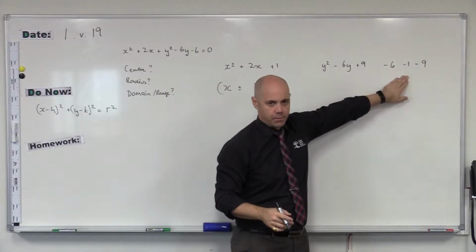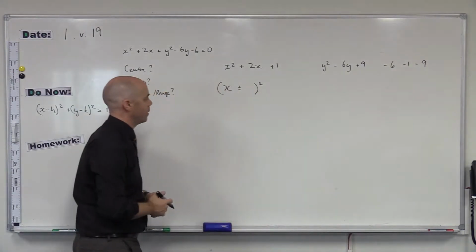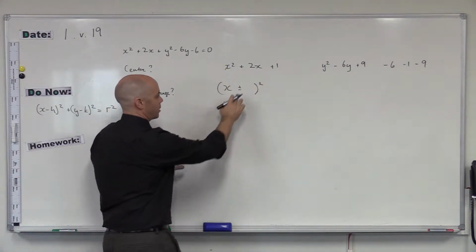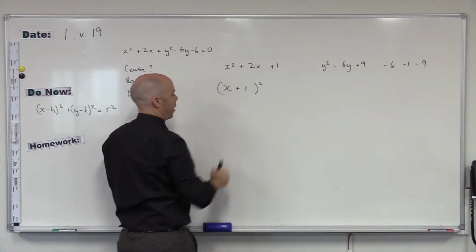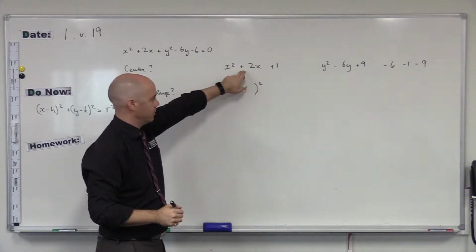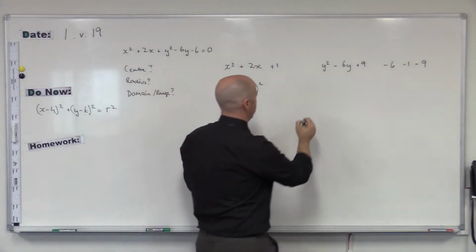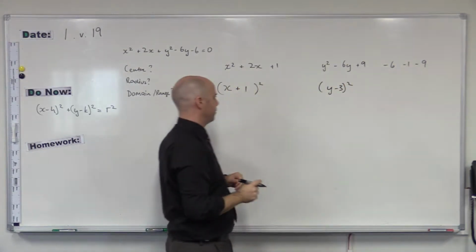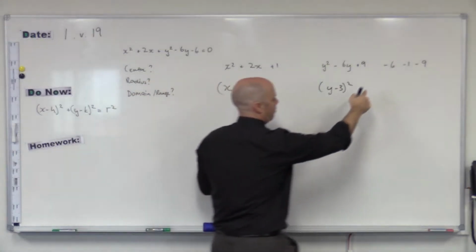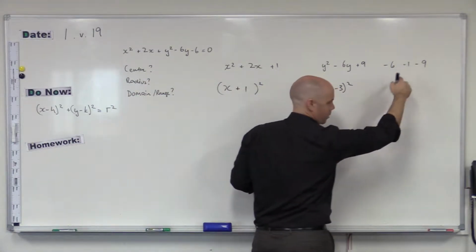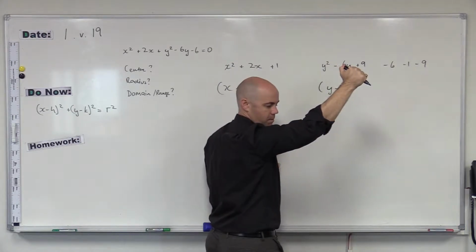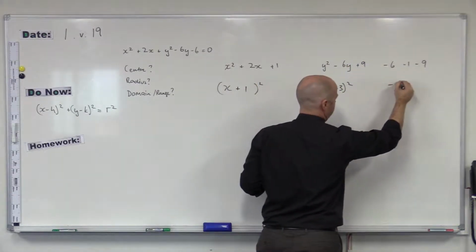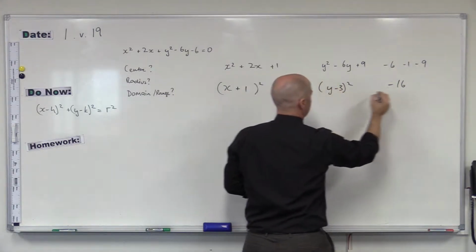And I've got some other numbers up here that I'm going to work with in a second. So what is this? Factorise, so it's x plus 1, all squared, and I know that because I just halve that coefficient again. And over here, y minus 3 all squared. Minus 6, minus 1, minus 9, what does that give me? Minus 16.